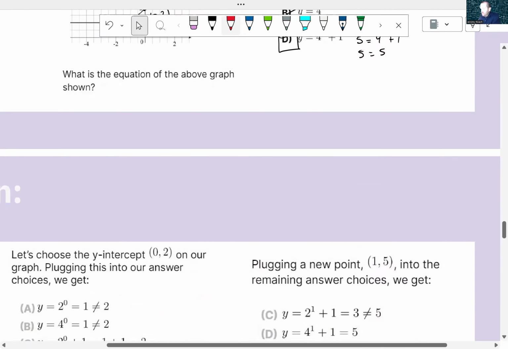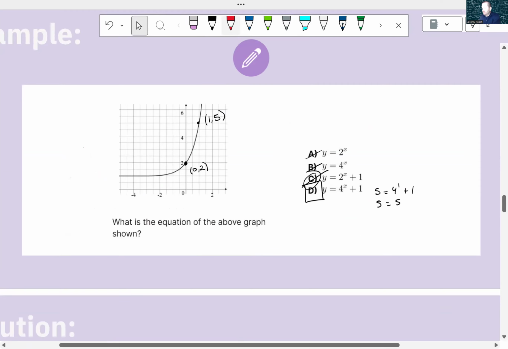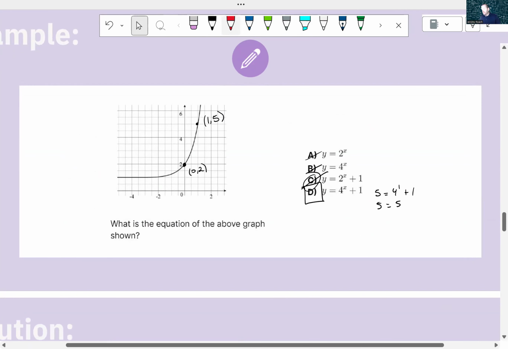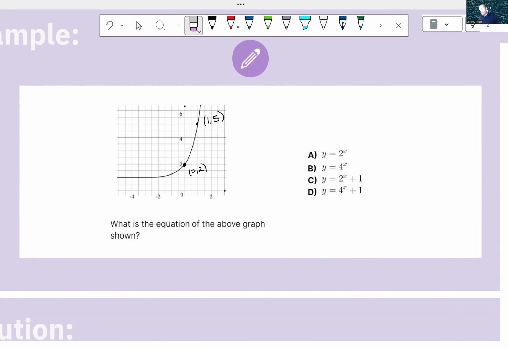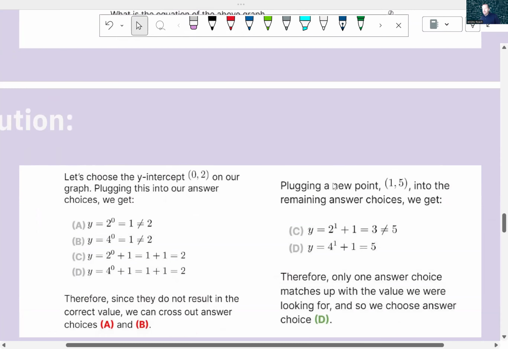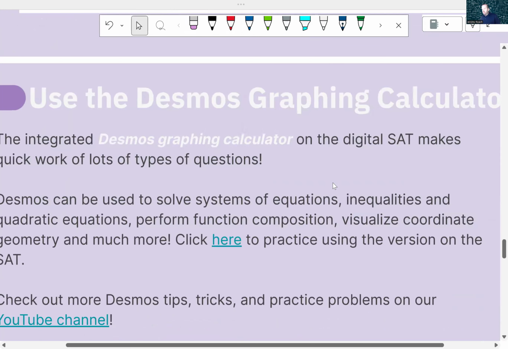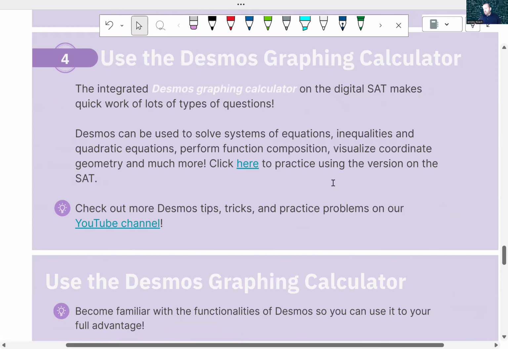Now for this one, you might be thinking, hey, I know how to use Desmos. I know how to use my graphing calculator. Definitely do that if that works better for you. We're going to go over Desmos stuff in just a little bit here. And again, we're going to go over Desmos throughout this entire course.